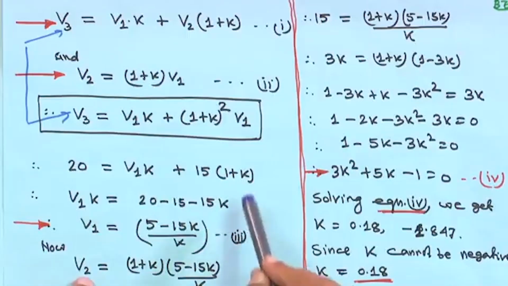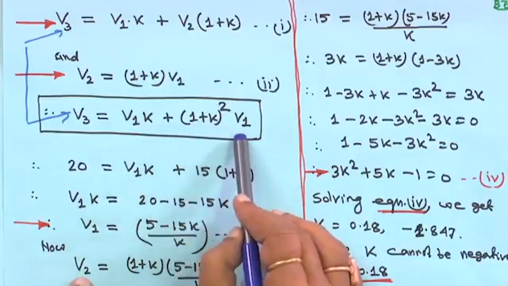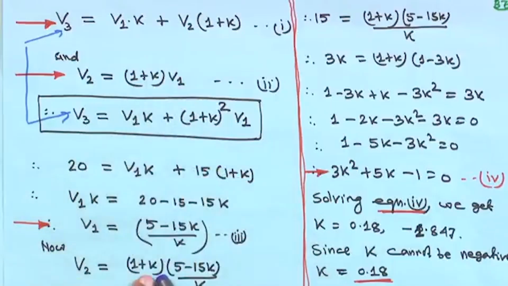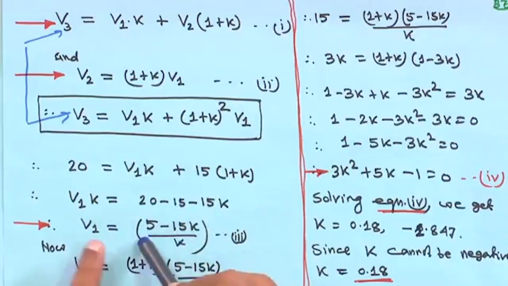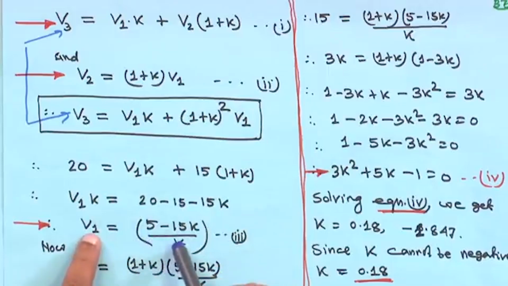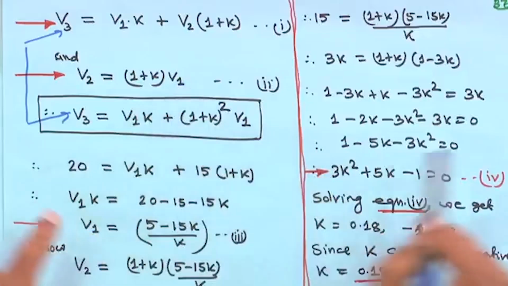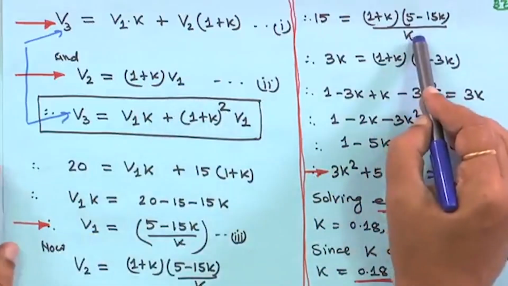Now, V2 is equal to 1 plus k V1. So, 1 plus k, and V1 is equal to 5 minus 15 k upon k. So, 1 plus k into 5 minus 15 upon k, that means this V1 we are substituting in equation 2, right, equation 2. Therefore, it is a quadratic equation.